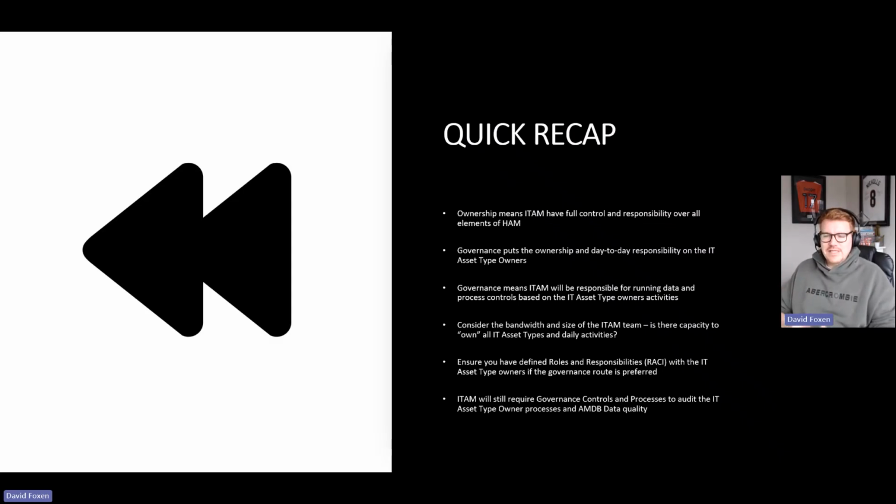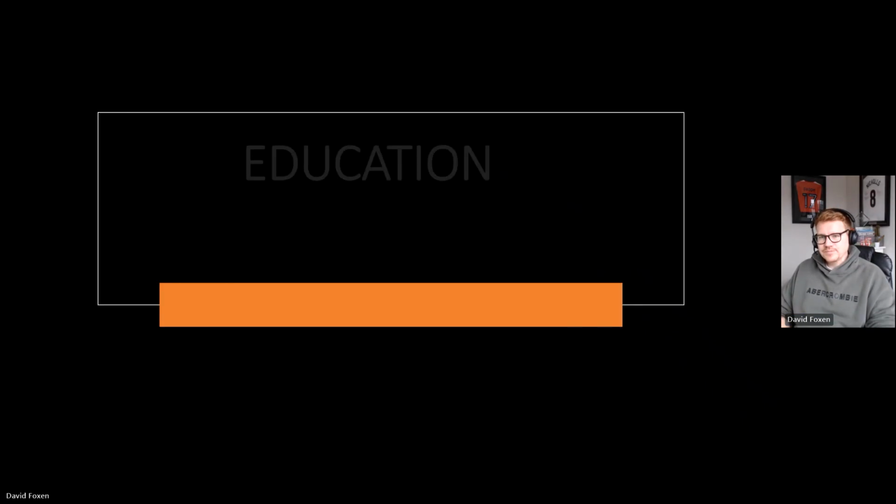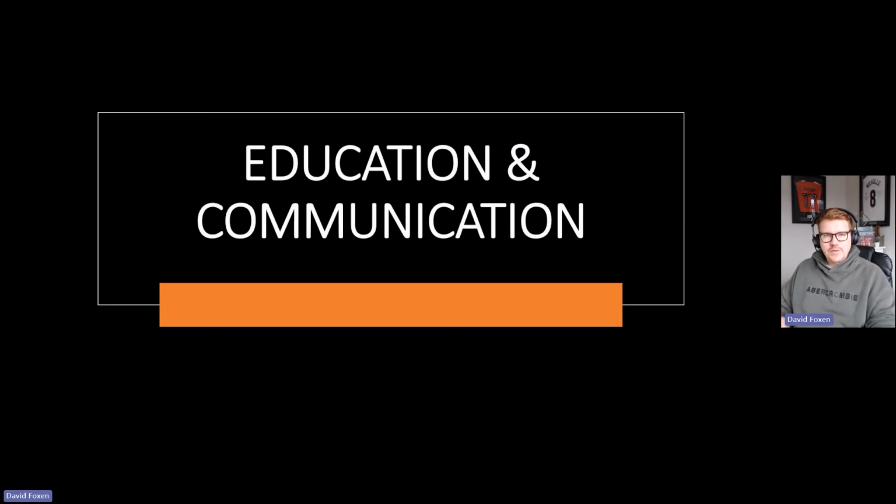Make sure that you have a look into that, and make sure you've got a RACI matrix. We'll discuss that in a second, but make sure you've got a RACI matrix so that everyone knows what they're meant to be doing: the IT asset type owners, ITAM, hardware champions, whatever your definition is. Make sure you've got all of those controls and the RACI matrix in place, so there's no ambiguity. It's all clear, it's all concise, and everyone knows what they need to be doing. So let's look at education and communication.